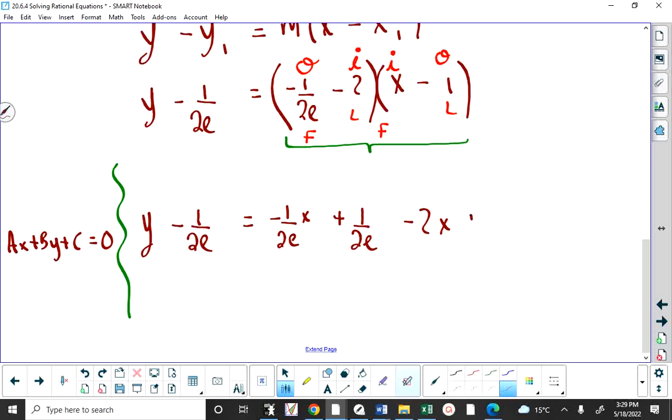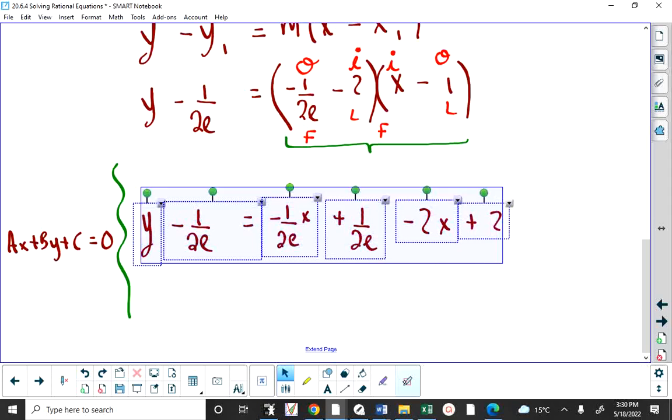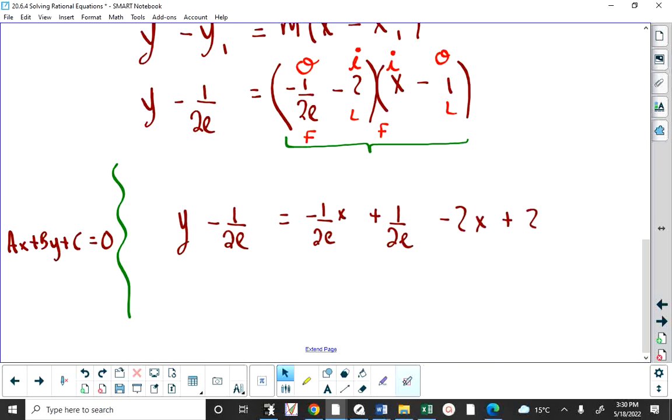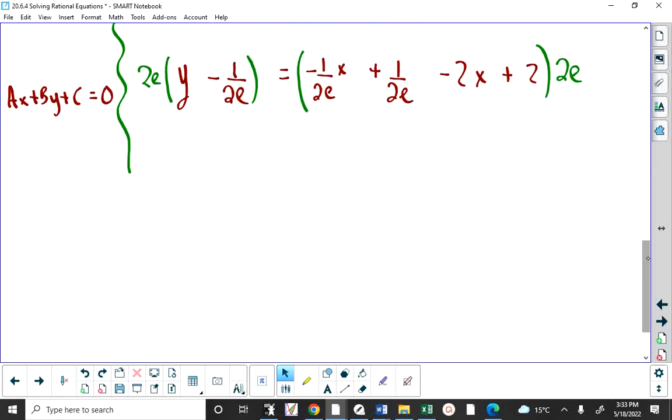And as always, I think it's a good idea to just take a breath here and double check. Looks okay. I see that I have denominators of 2e in many places. So what I would recommend here is that you multiply both sides of this equation by 2e. So I'm going to multiply this side by 2e. I'm going to multiply this side by 2e. All right, so now we're ready to multiply this through.